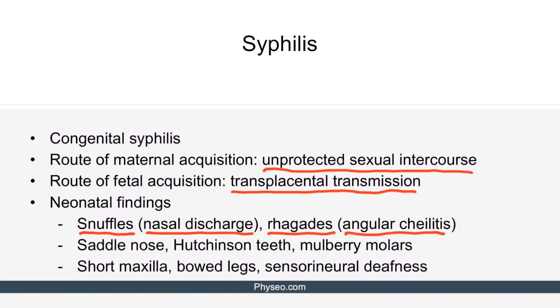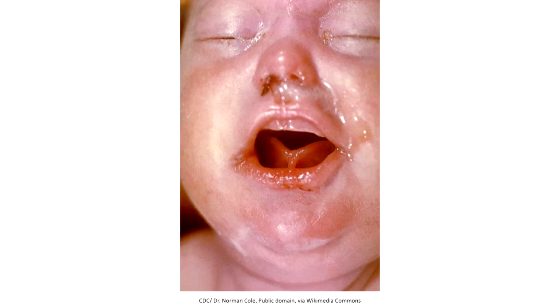Additional findings are a saddle nose, notched teeth called Hutchinson teeth, and mulberry molars. Finally, newborns with congenital syphilis may have a short maxilla, bowed legs, and sensorineural deafness. Here is an image of the snuffles in a neonate with congenital syphilis, and take note of the nasal discharge. We can also see ragades, which again refers to angular cheilitis at the corners of the baby's mouth.